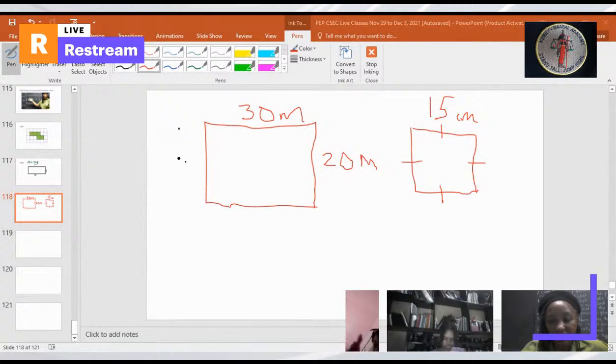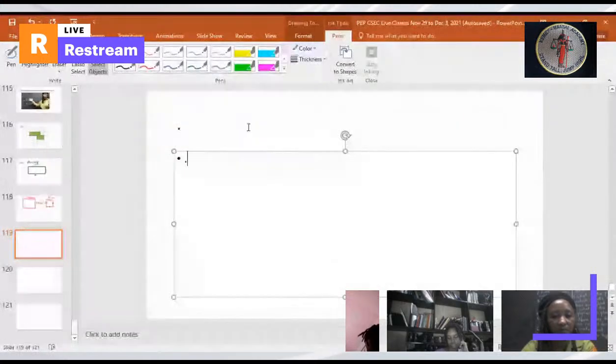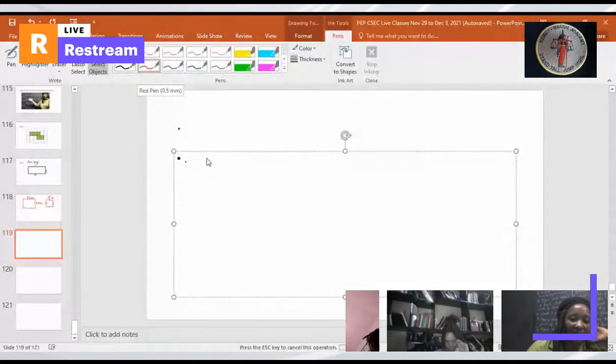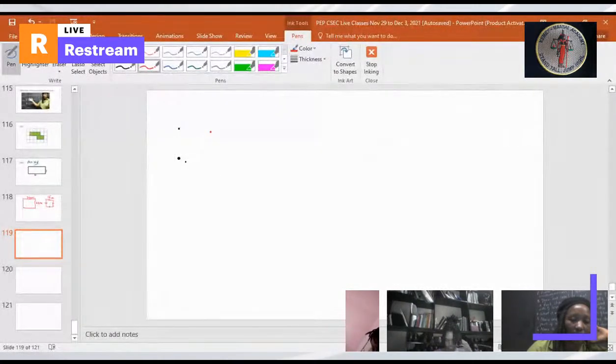All right, let's go back to the diagrams. And suppose we have the rectangle.